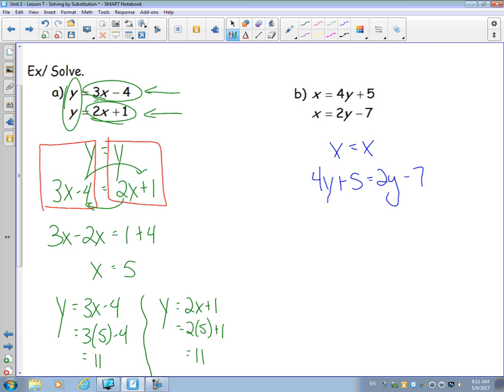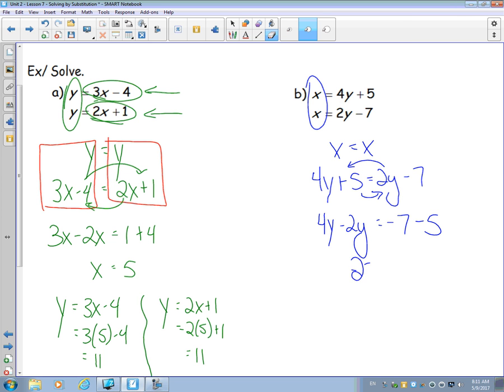Now notice this time we start off with x equals x because that's how this was set up. But the process is the same. 4y minus 2y equals negative 7 minus 5. So bring the 2y that way, the 5 that way. We'll get 2y equals negative 12. And if I divide that out, I get y is negative 6.